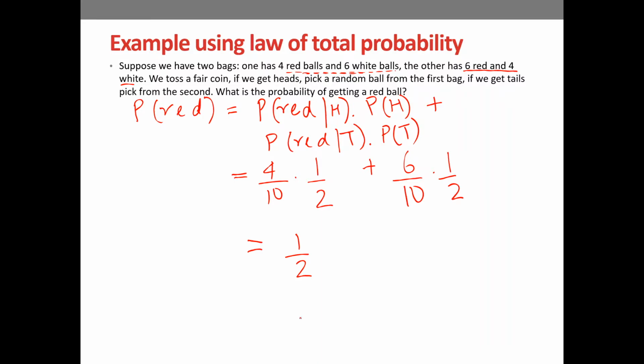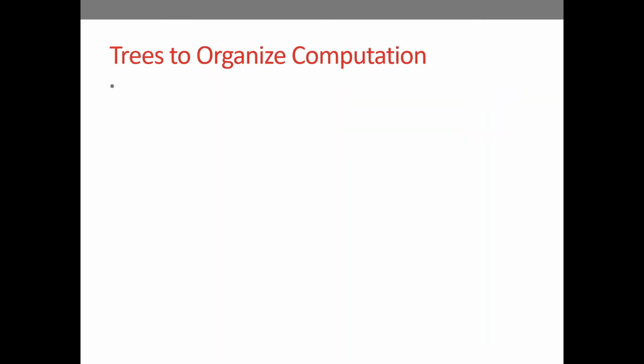Problems related to the law of total probability can also be solved using the outcome tree method, and it's sometimes easier to organize things when we're using the law of total probability. For example, in this case, I can say I start at this point, and I either get a heads or a tails.